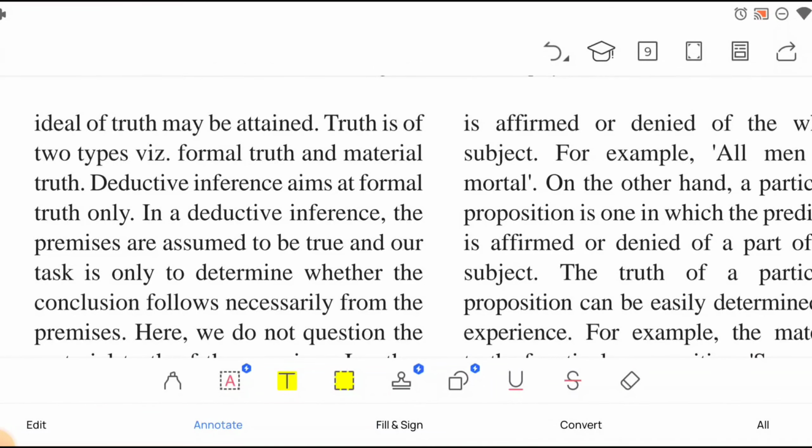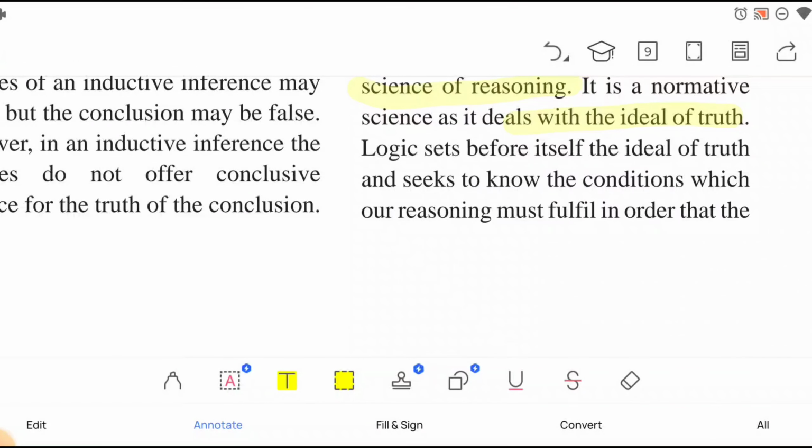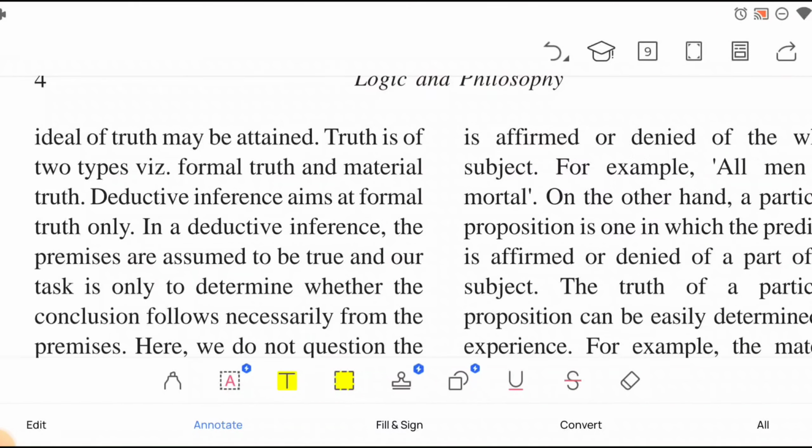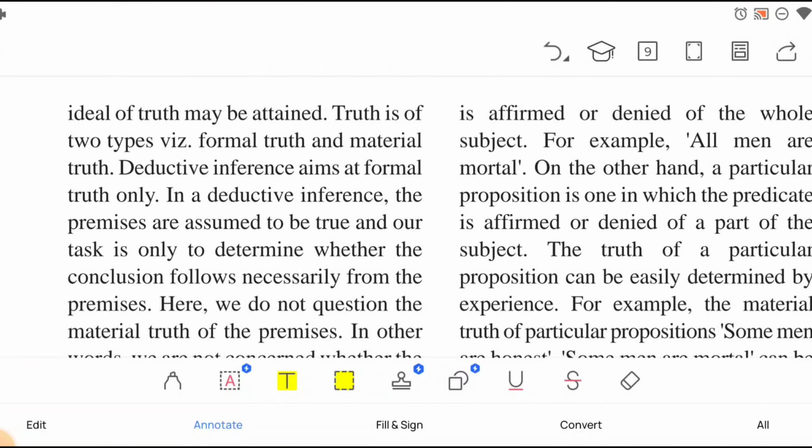So what do we do in logic? We try to attain truth, and this reasoning always tries to fulfill the conditions in order to attain the truth. And we have already discussed that truth are of two types, formal and material truth. In case of deduction, it deals with the formal truth. Okay, so in deductive inference, the premises are always assumed to be true.